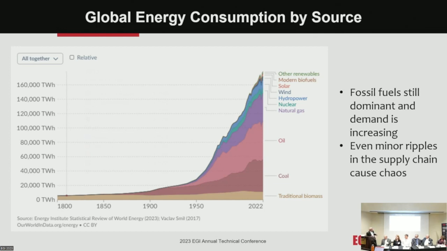And so the demand for fossil fuel is actually greater than it has ever been right now. And the demand is increasing. Tiny ripples in the supply chain can cause absolute chaos.